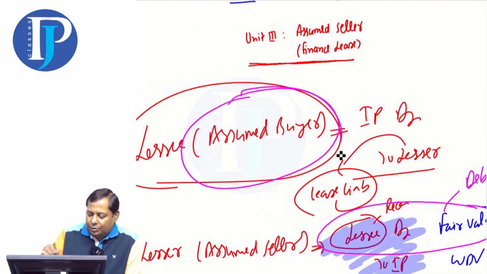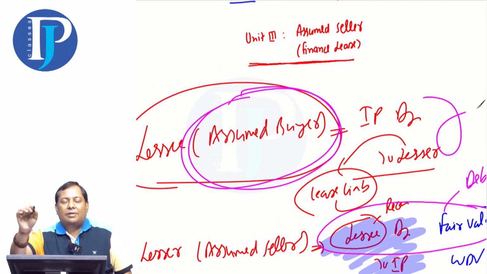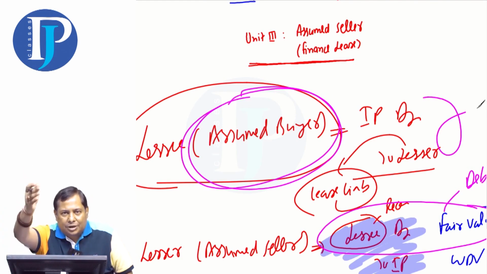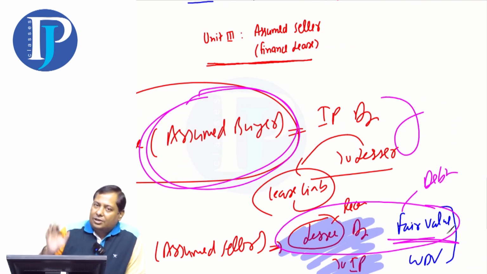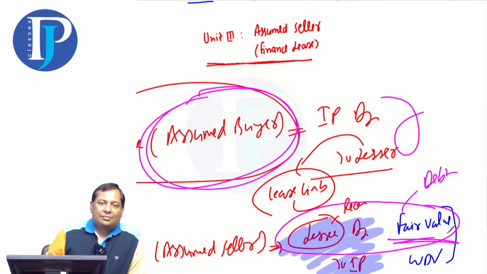And on what did we pass the entry in the assumed buyer's books? The present value of cash outflows. So calculate the present value of all the lease rentals you need to pay and pass that entry. But here is the fair value. And we will discuss the logic behind this in detail in 116. Because both of these books are different.